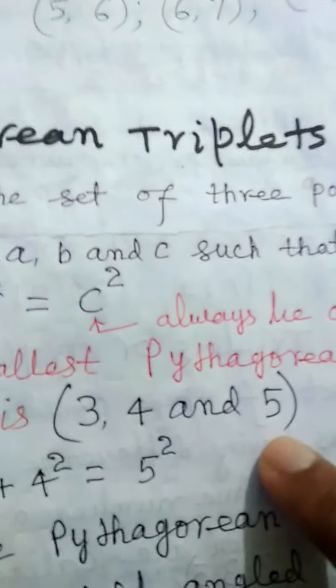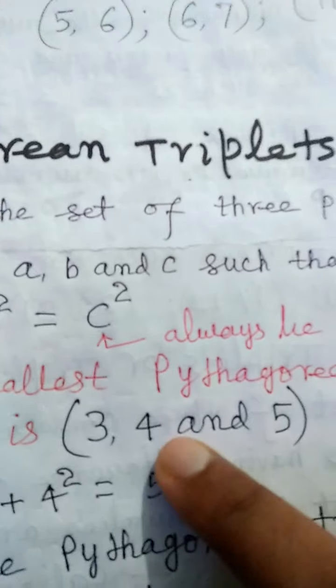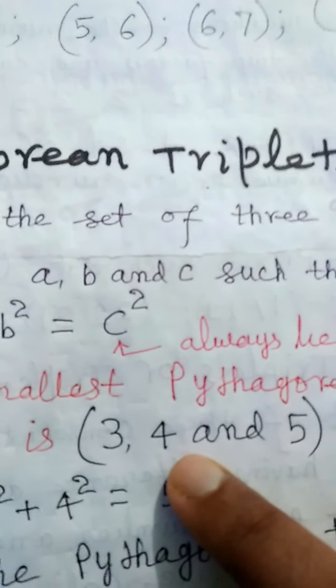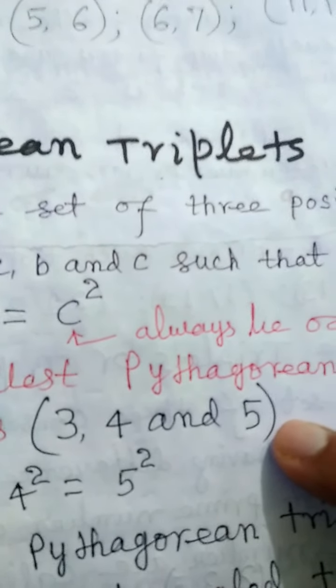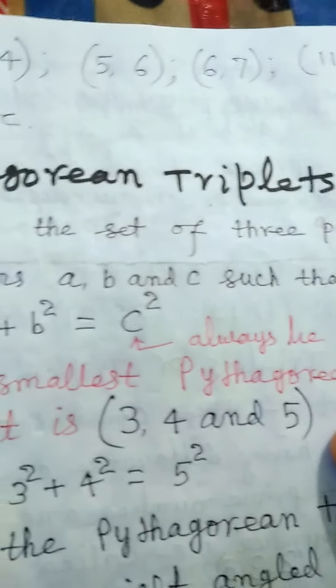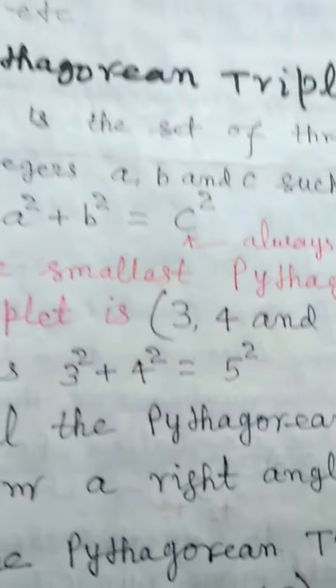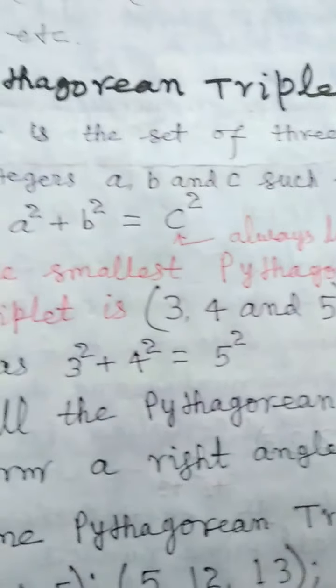3, 4 and 5. When we multiply this 3 by 2, we get 6. When we multiply this 4 by 2, we get 8. When we multiply this 5 by 2, we get 10. And these resulting numbers are also a Pythagorean triplet. All the Pythagorean triplets form a right-angled triangle.